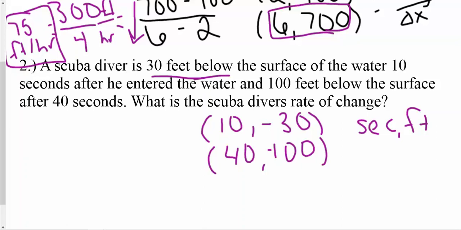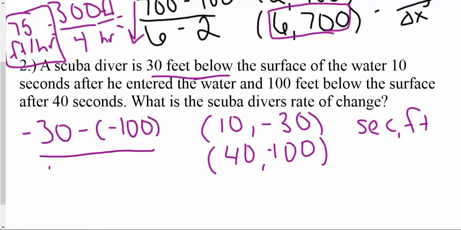So now I'm going to do slope again, right? The only difference between slope and rate of change is our units. So I'll do negative 30 minus a negative 100 over 10 minus 40. Now I picked the first point here instead of the second point because I just want to show you that you can use either. I also want to highlight the fact that we're subtracting a negative here, and this means that we're actually going to be adding the numbers.